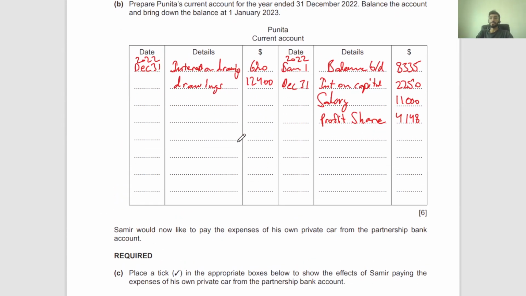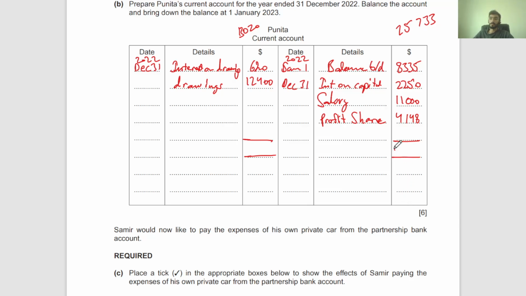We'll just balance this account quickly. Put the totals column. Okay, 620 plus 12,400, 13,020. That's for the debit side. 8,335 plus 2250 plus 11,000 plus 4148. Wow, too much entitlement. She's earned too much from the partnership. 25,733. The difference will be the balancing figure on the debit side.